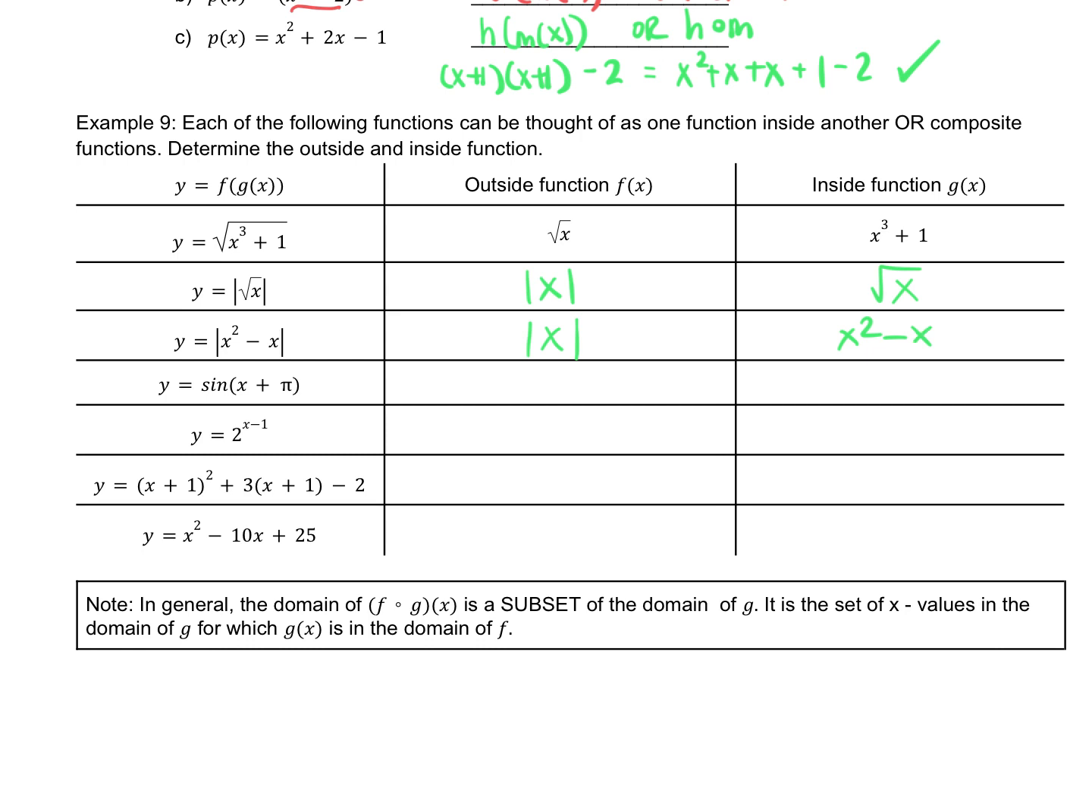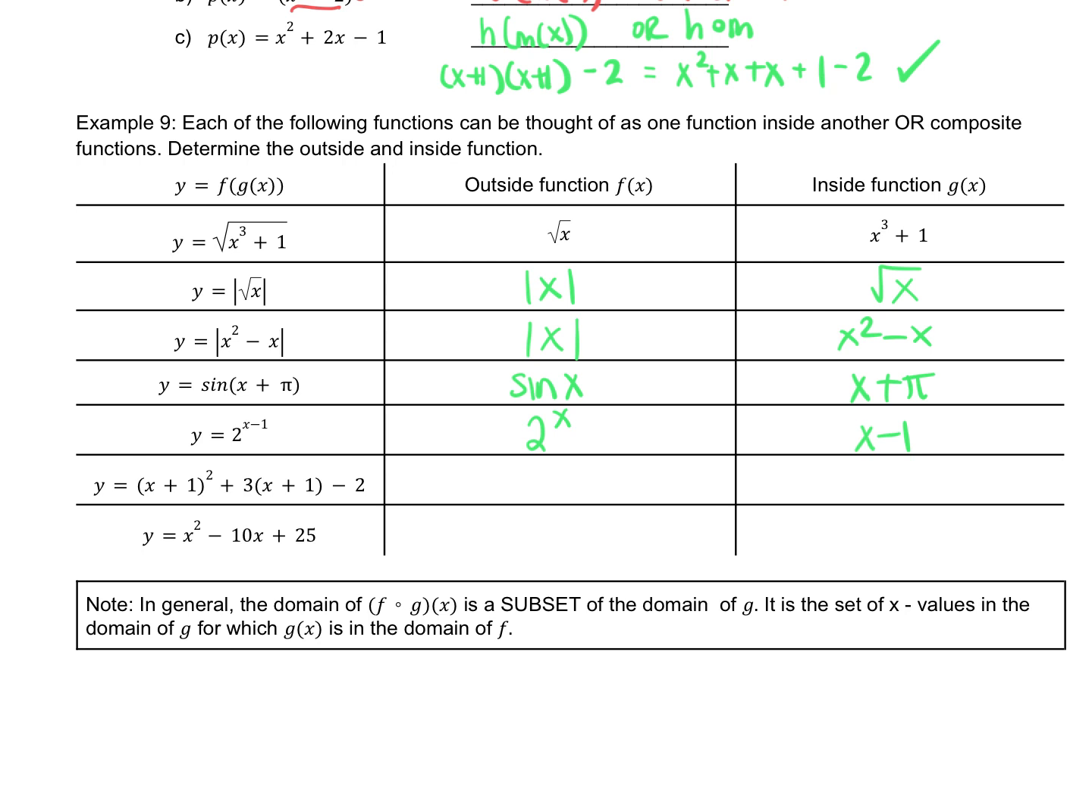Y equals sine of x plus pi. Well, the outside function must be sine x, and this angle x has been replaced with x plus pi. So x plus pi must be the inside. Next, we have 2 to the power of x minus 1. Well, the outside function must be the base exponential function. And what's going inside? Well, that exponent must be replaced with x minus 1. Because remember, your inside function is always replacing the x in the outside function.